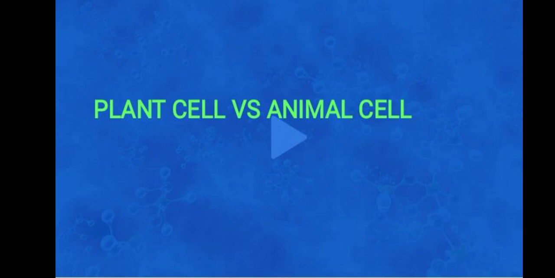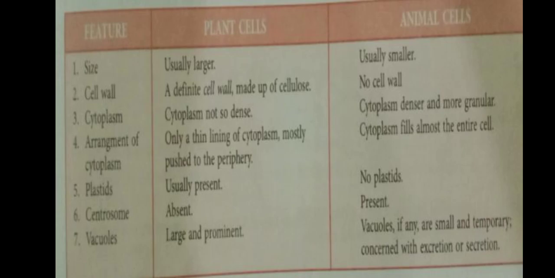We have reached the last topic of this lesson, that is the difference between plant cell and animal cell. Here is the table which presents the difference between plant cell and animal cell. The very first column tells us about the feature on the basis of which we can differentiate between plant cells and animal cells. The first feature is size. Plant cells are usually larger in size. Animal cells are smaller as compared to plant cells.